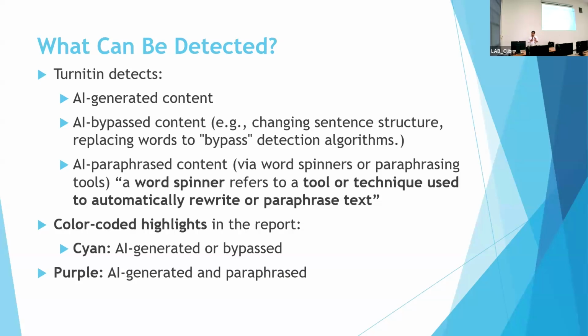The Turnitin will group you in three groups. The first one we call AI generated text. AI generated text, known as LLM models or large language models.